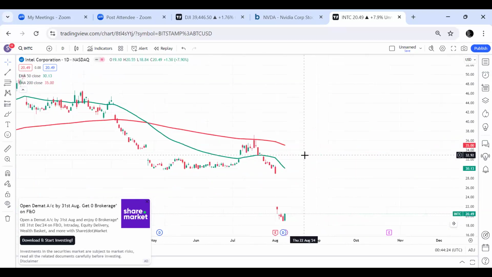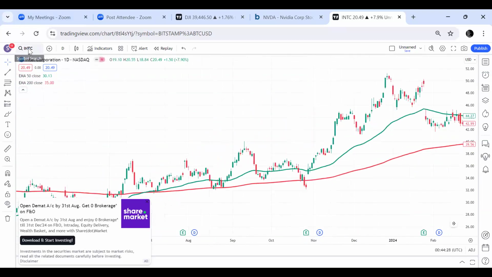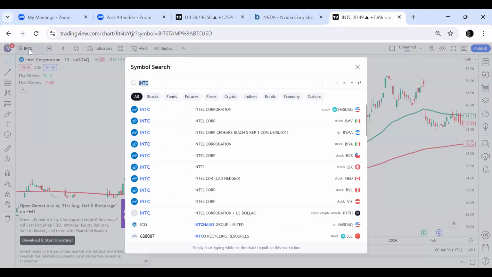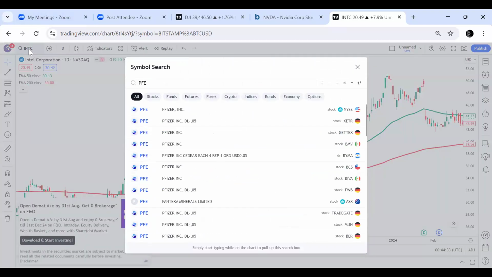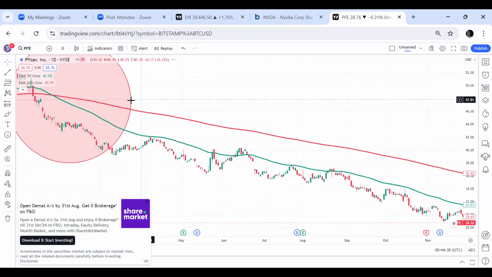As you can see, this is called the golden crossover strategy and the death crossover strategy. Recently, I checked this on Pfizer. This Pfizer company is near the golden crossover.